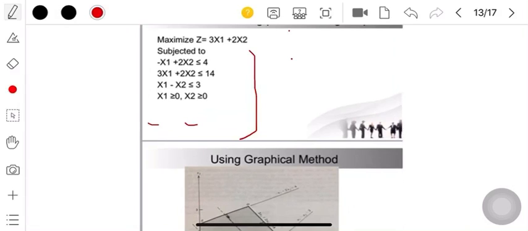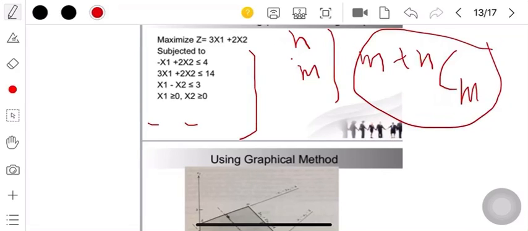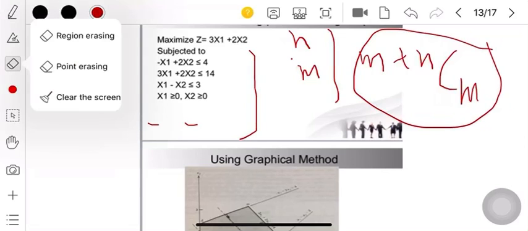Suppose there are n variables and m constraints. The number of steps will be m plus n C m, or we can say m plus n C n. These are the number of steps in which we can find the solution for the simplex method. Is it clear?